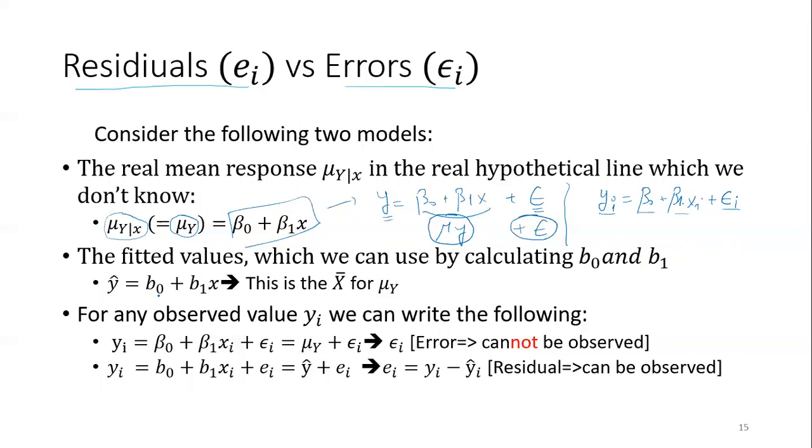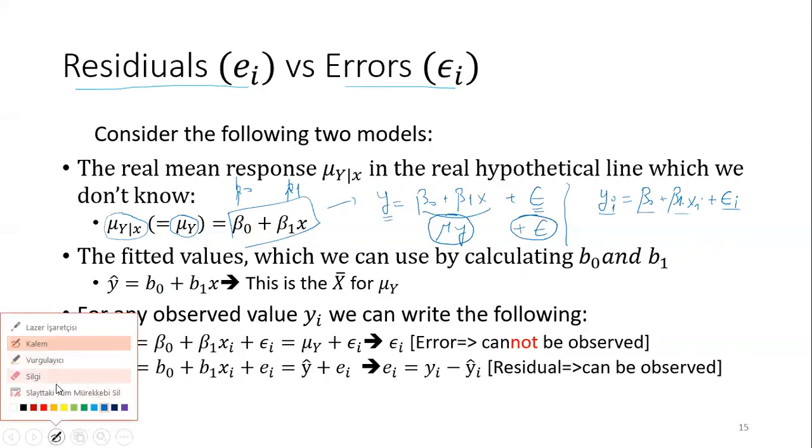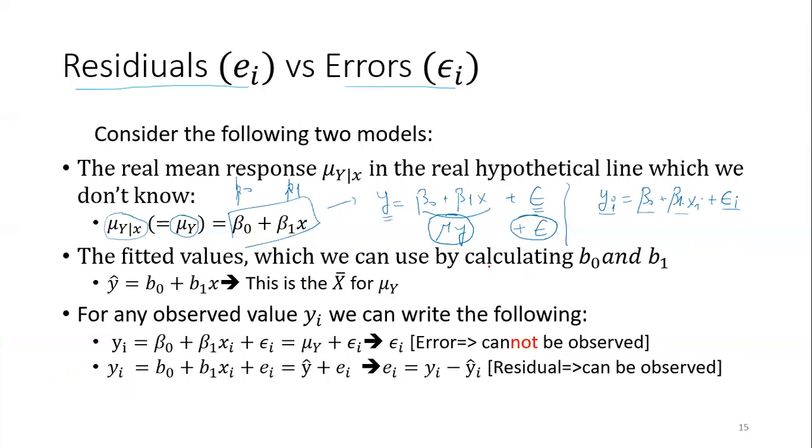So another line is the estimated line. We will use B0 and B1 to estimate these lines. So instead of beta 0 and beta 1, you can just write B0 plus B1 times X. So this is equal to Y hat. So what is Y hat? Y hat is an estimator for mu of Y, or mu of Y given X, right?